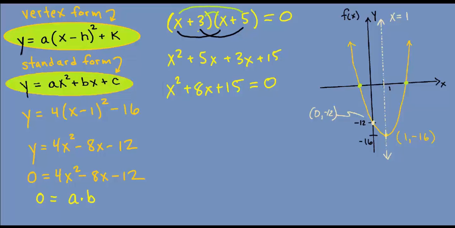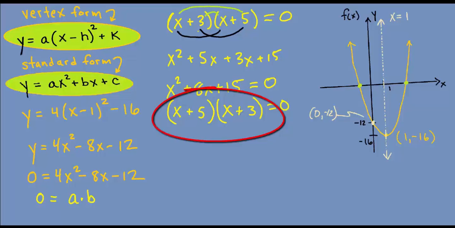It boils down to writing two parentheses and making sure that this times this gives me that, and that this times this gives me that, and that this plus this gives me this. So I started with a pretty straightforward one, and notice, of course, that that's the factored form. So let's see if we can do that with our orange parabola.